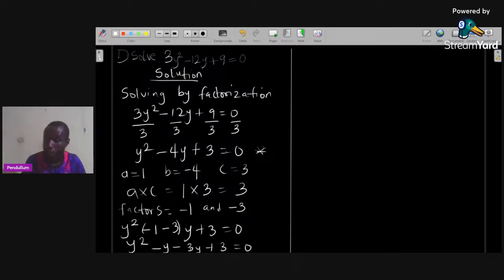So we'll still come back here. And this is what we are going to factor now. So I come here, y squared minus y minus 3y plus 3 is equal to 0. Now to factor it, I'm going to factor these two together and these two. You know what it means to factor? To bring out what is common between them. So what is here and what is here? What is common is y.